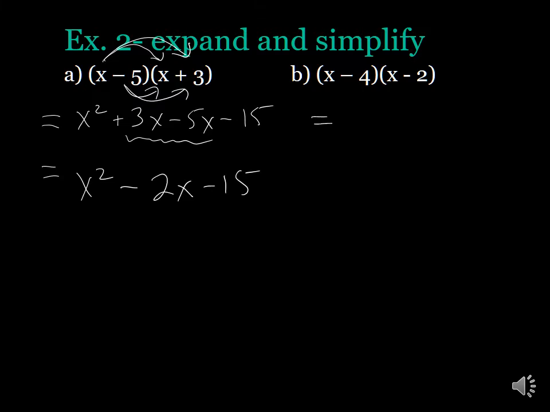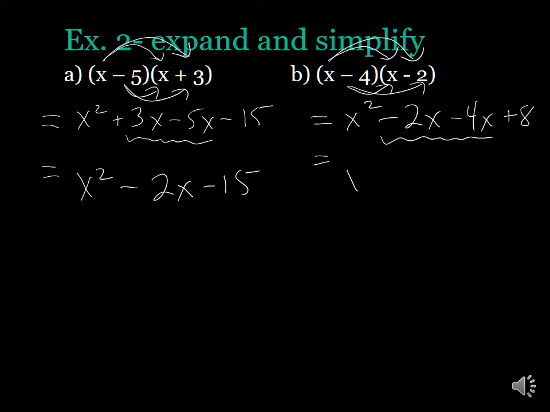Same process for B. First times first, x times x gives you x squared. Outside, x times negative 2, negative 2x. Inside, negative 4 times x, negative 4x. And last, negative 4 times negative 2, plus 8. Collect like terms, which are on the inside again. X squared minus 6x plus 8. And we have successfully expanded two binomials again.